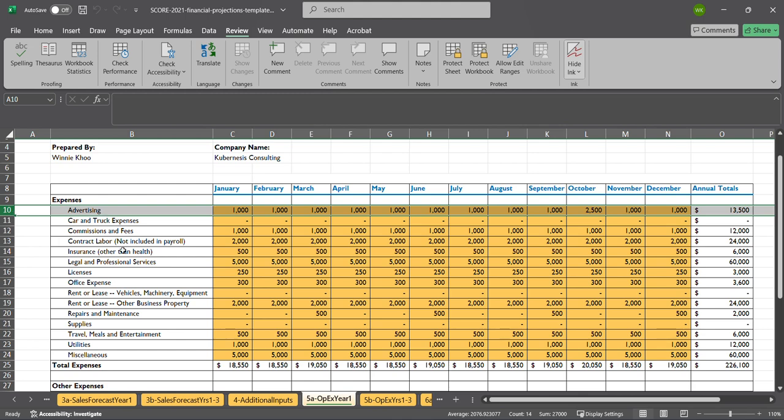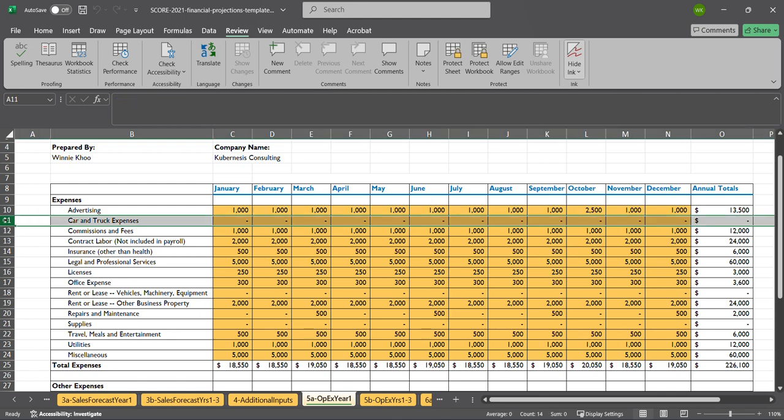So we're starting with advertising. So this would be like a sales and marketing spend. And typically what would go in here would be paid media. So if you have Google AdWords, Instagram ads, if you have any sort of influencer programs, they would all go under advertising and marketing.